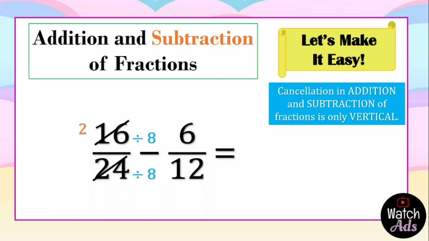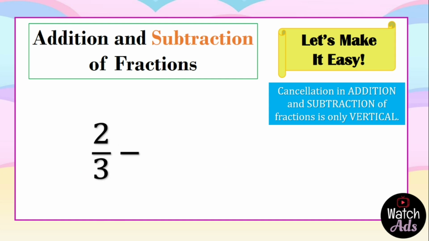And then divide 24 by 8. Our answer is 3. For 6/12, we have a GCF that is 6. Now we divide 6 by 6, that gives us 1, and 12 divided by 6 gives us 2. Now we rewrite these fractions. It gives us 2/3 less 1/2. I think that's easier to subtract using our butterfly method.